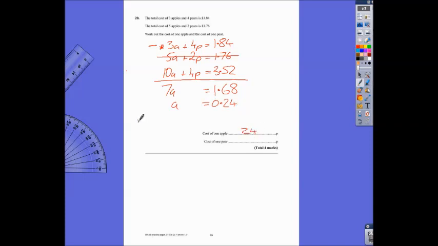If we substitute that into the first equation, we've got 3 lots of 24p, plus the cost of 4 pears, gives us £1.84. Now if we take the 3 lots of 24p off the £1.84, that would leave us that the 4 pears are worth £1.12. So 1 pear, divide that by 4, would be 0.28 or 28p. Make sure you do that with a calculator. Don't risk doing that in your head. Under exam conditions, it's really important to use a calculator whenever you need to.